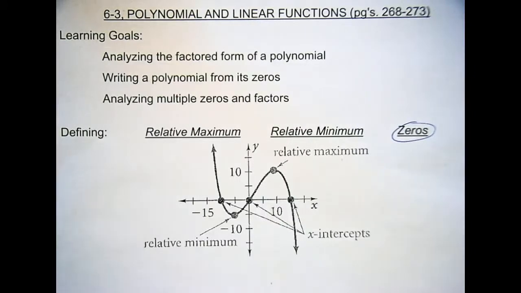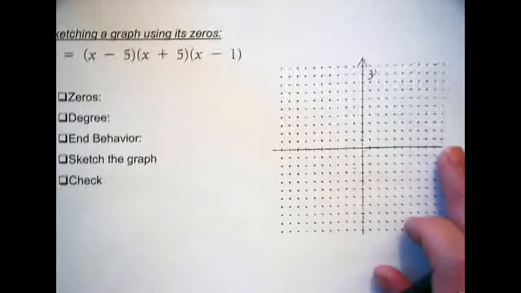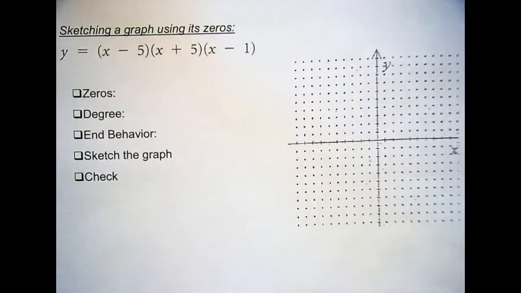Go ahead and try to graph one of these. Let me explain what we do. You guys have your grid. My grids are all separate pages, but it's the same thing as the first one on your paper. So taking a look at it, sketching a graph using its zeros. That's what we're doing here.